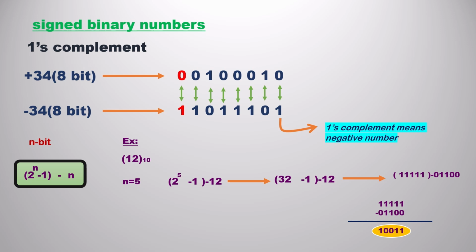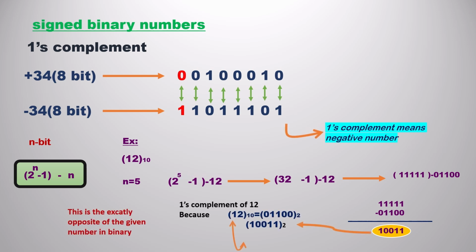You can also cross check that by inverting the normal binary of 12. If you want to convert 12 into 1's complement, you first write 12 in binary. 12 in binary is 0 1 1 0 0. Just invert it. After inverting, we get 1 0 0 1 1. That is our final answer. That is just inverting 12's binary.